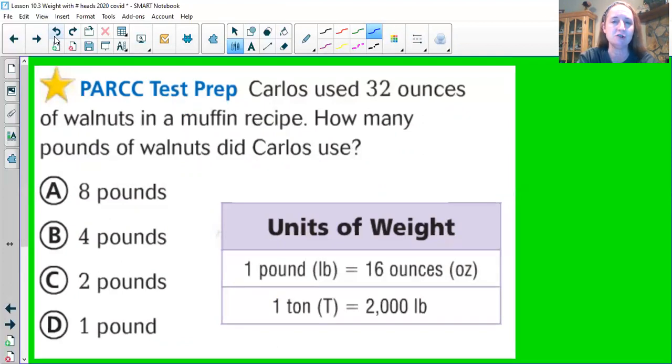We know that he has 32 ounces of walnuts, and I do know that I'm looking for how many pounds that would be. I'm going from ounces to pounds, small to large. Think about what you need to do. Use this as a guide.